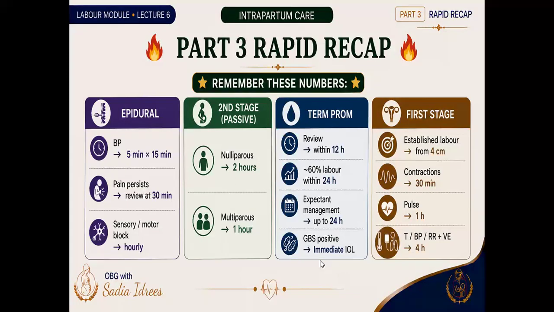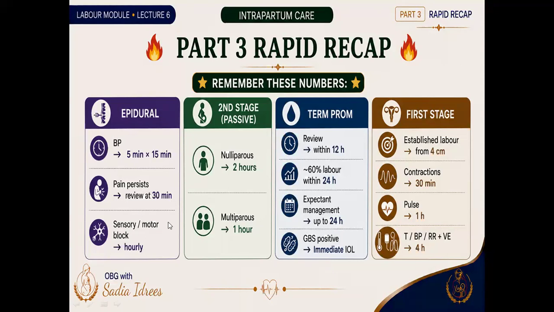Okay, before we finish part 3, let's do a rapid numbers recap. I want you to answer these in your head before I say the answer. Epidural. After establishing regional anesthesia, how frequently should blood pressure be measured immediately? Every 5 minutes for 15 minutes. If pain is not relieved satisfactorily after the epidural, review at 30 minutes. Sensory and motor block, assess hourly.